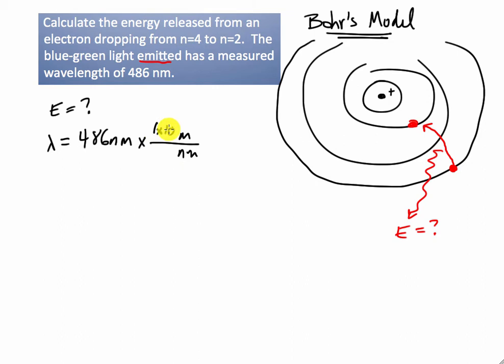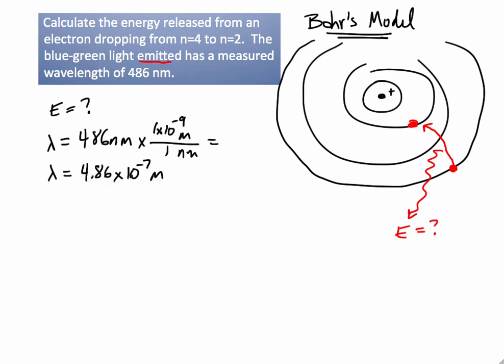1 times 10 to the negative 9 over 1. I will give you this conversion. I didn't in this problem, but I would on tests and quizzes. So your wavelength, when you calculate that, should be 4.86 times 10 to the minus 7 meters. Okay? So I've got my wavelength in meters.